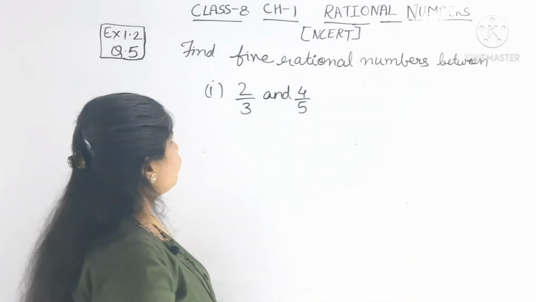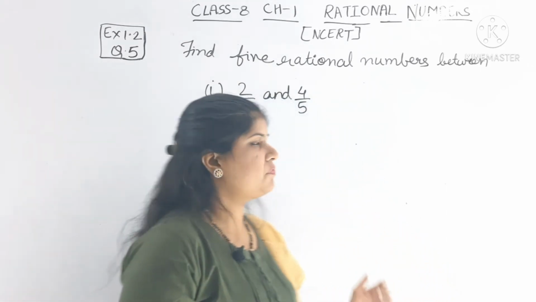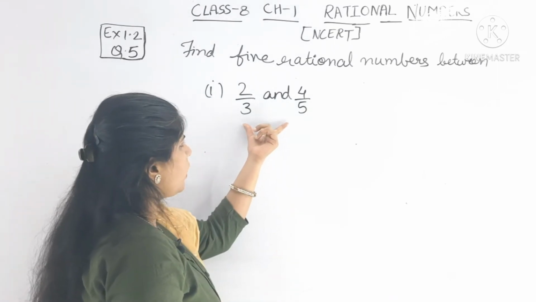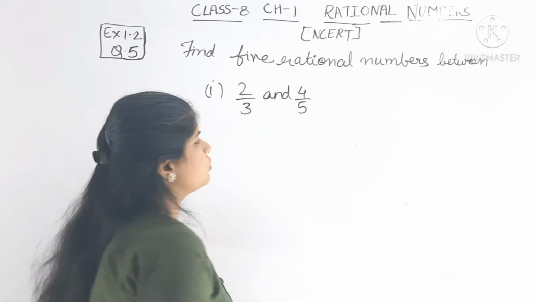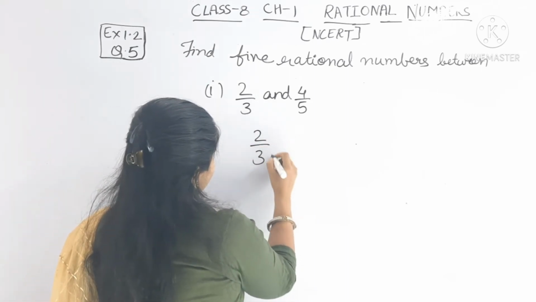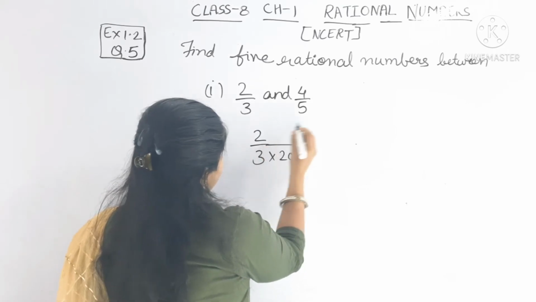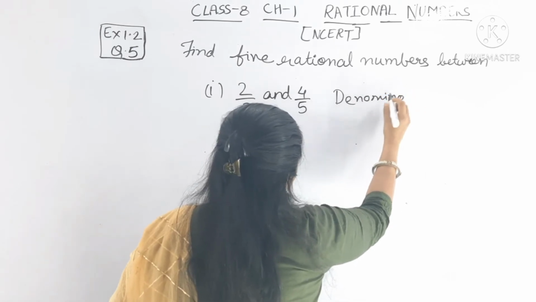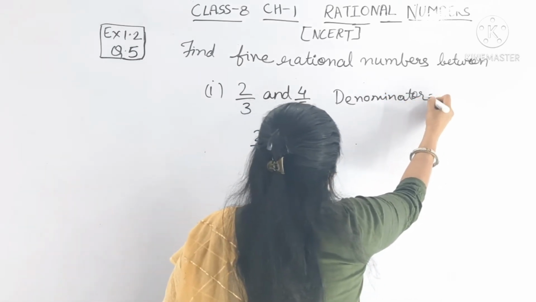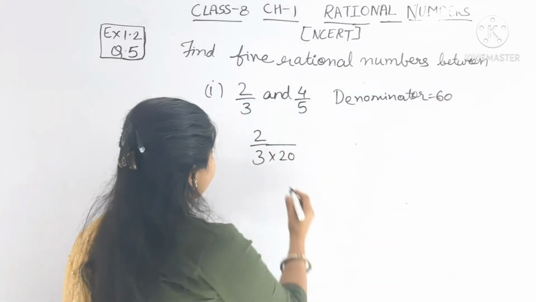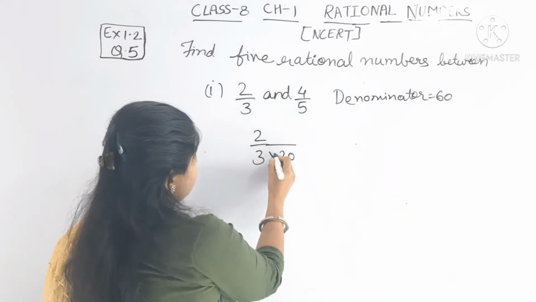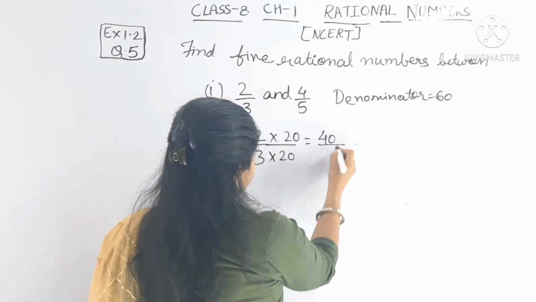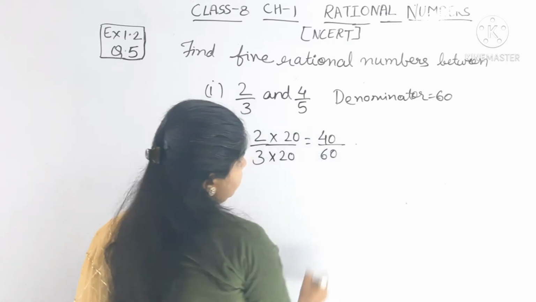Okay, we have to find 5 rational numbers for the first part. What is the first part here? 2 by 3 and 4 by 5. So we have to make equal denominators. So for this I am making the denominator 60. Okay, so I have to multiply this with 20. So 2 2s are 4, this is 40, and 3 2s are 6, that is 40 by 60.